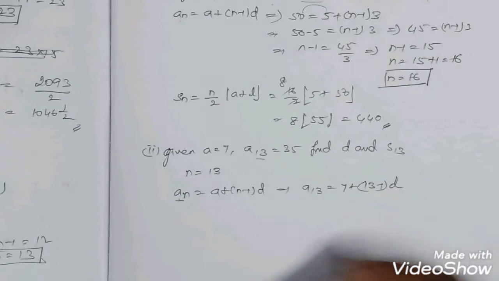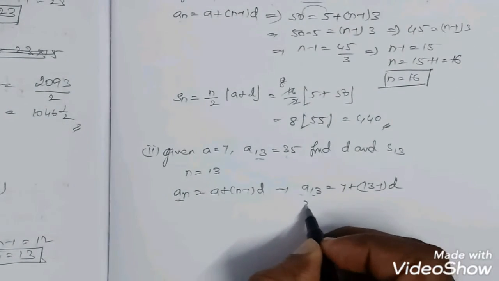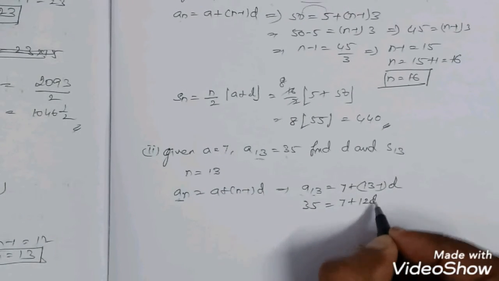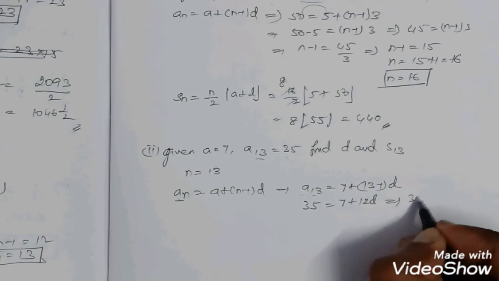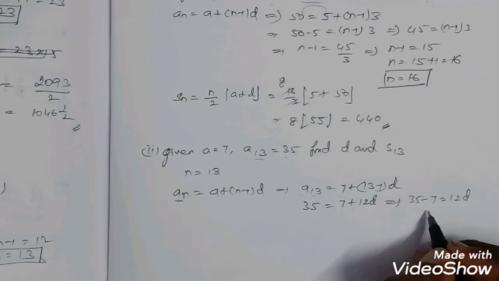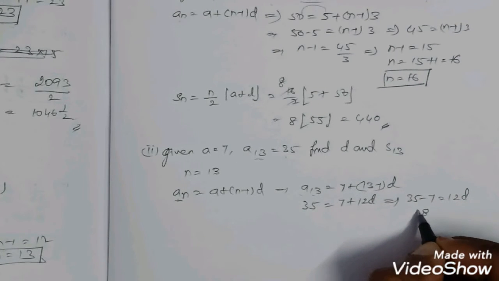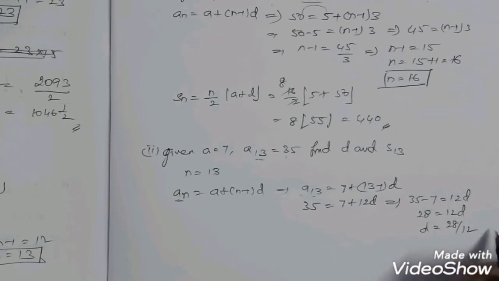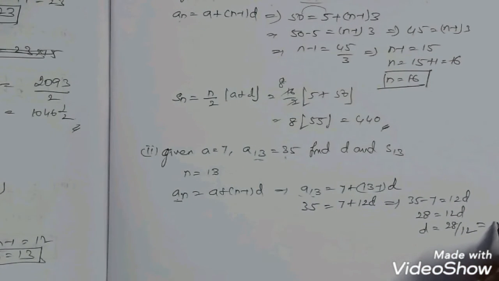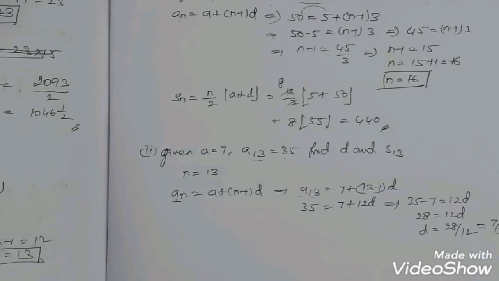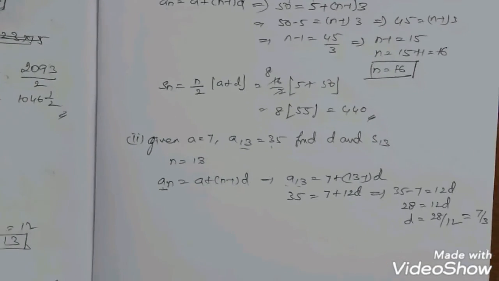The d value is not given. Now a13 they have given us as 35, which is equal to 7 plus 12 into d. Now send this 7 across, so you'll get 35 minus 7 is equal to 12d. If you subtract these two, you will get 28 is equal to 12d. So d is equal to 28 by 12, which is nothing but 7 by 3, right?